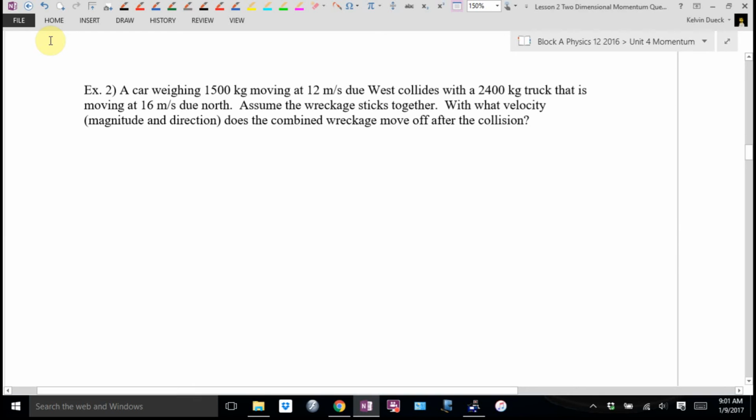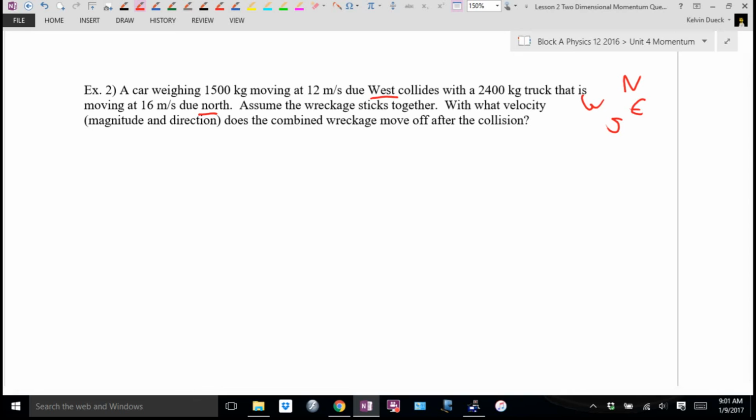A car weighing 1,500 kilograms moving at 12 meters per second due west collides with a 2,400 kilogram truck that is moving at 15 meters per second due north. You know what? I would underline north. I would underline west. I would write a compass rose, and I would start to say, ugh, this is going to be a lot of work.